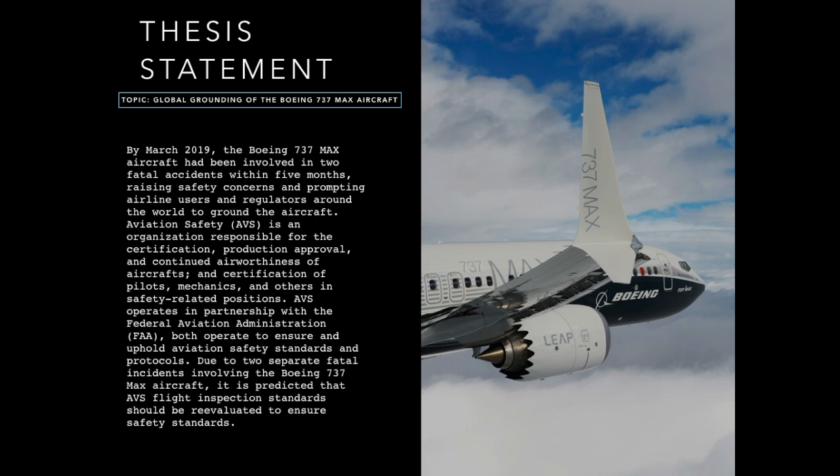Aviation Safety is an organization responsible for the certification, production approval, and continued airworthiness of aircraft, and certification of pilots, mechanics, and others in safety-related positions. AVS operates in partnership with the Federal Aviation Administration, both to ensure and uphold aviation safety standards and protocols. Due to 2 separate fatal incidents involving the Boeing 737 MAX aircraft, it is predicted that the AVS flight inspection standards should be re-evaluated to ensure safety standards.